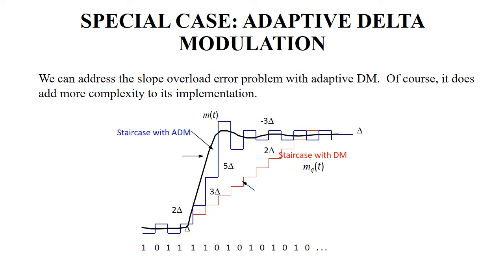Adaptive delta modulation. Here we can address the slope overload error problem with adaptive delta modulation, though it adds more complexity at the implementation level. To overcome the quantization error due to the slope overload and granular noise, the step size delta is made adaptive to the variation in the input signal x of t.